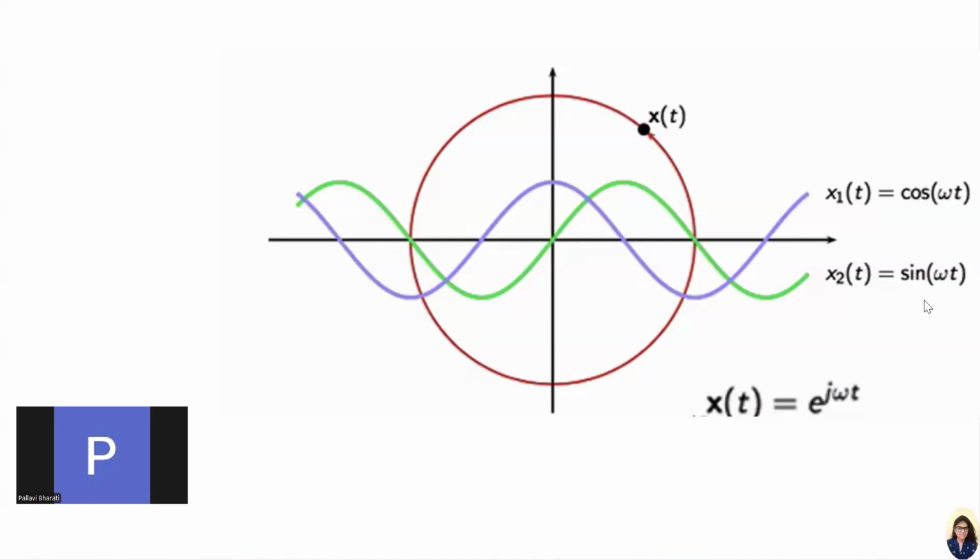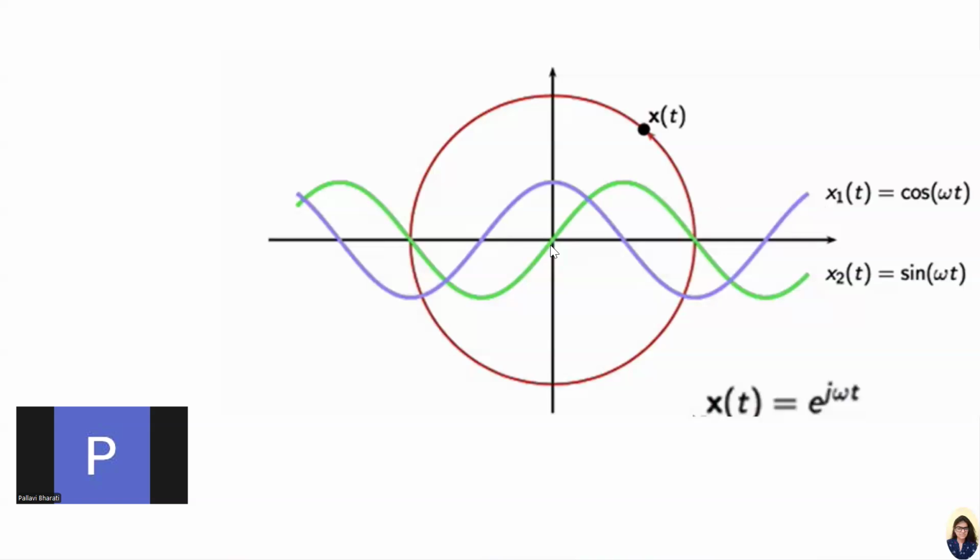Now, these two have been combined by Euler into exponential form, that is e to the power of j omega t. And it is very, very important that you remember e to the power j omega t is equal to cos omega t plus j sin omega t. Now, first I related cos and sine with e to the power j omega t. Now the question comes, how is this related to a circle?